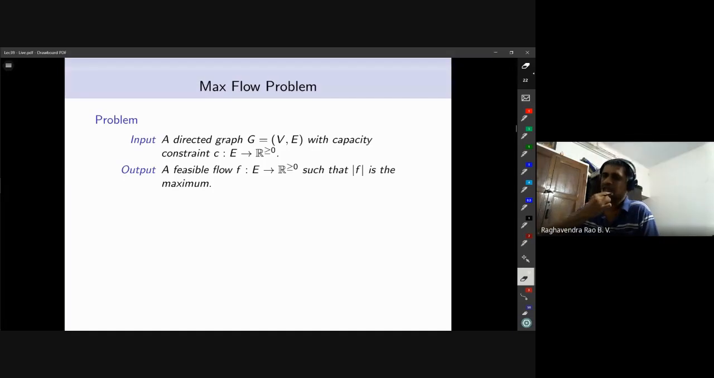So this is our fundamental algorithmic question. Given a flow network with given capacities, obtain a feasible flow such that the value of the flow is the maximum. So we want to maximize the net outflow at S or the net inflow at T. That is the algorithmic question here. So how do we compute such a thing?